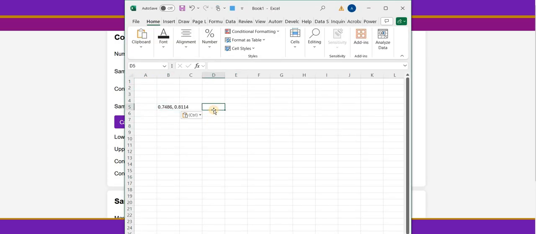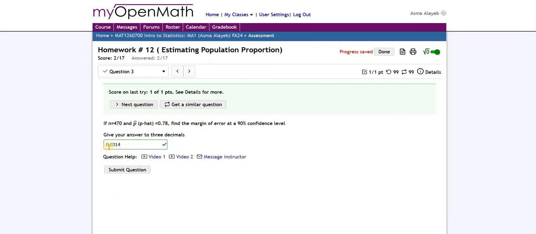So I have two numbers. The first number is 0.7486. The second number is 0.8114. If you say the second one minus the first one, you will get two margins of error. Then you take that number and divide it by 2, and you will get one margin of error. So subtracting them, you will get two margins of error, and then you divide the answer by 2, you get your answer, which is one margin of error. And that is the number we have here.